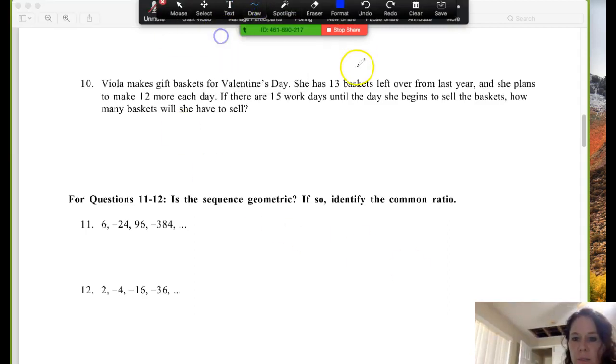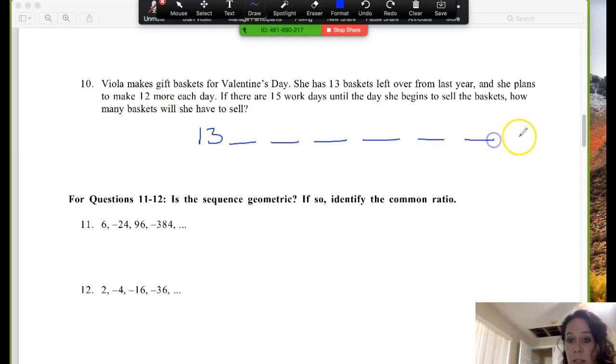Okay, Viola makes gift baskets for Valentine's Day. She has 13 baskets left over from last year, so she starts with 13. Let's just write that down. She plans to make 12 more each day, so you could go 13 plus 12, and then just add 12 each time, right? And you could do that. If there's 15 work days till she begins to sell the baskets, you could do that 15 times. Add 12, add 12, add 12.